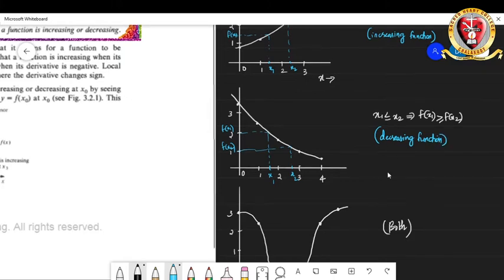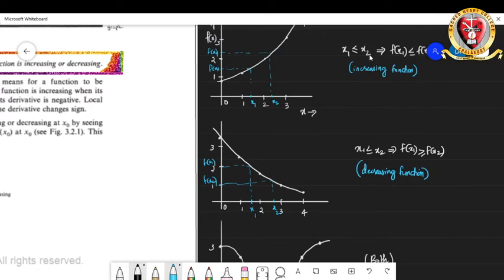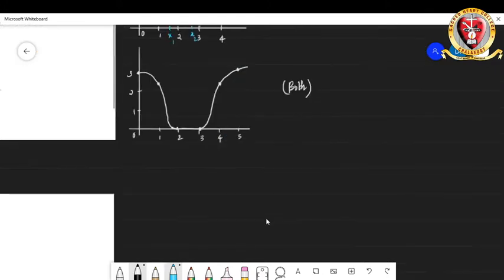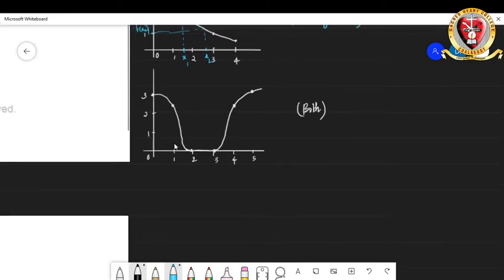So this is the characterization of a decreasing function, because the function is decreasing everywhere in the domain. Here the function is increasing everywhere in the domain. That's why it's called an increasing function. Here it's called a decreasing function. And for this function, we can say that all the points to the left of this function till here, at those points we can say that the function is decreasing.